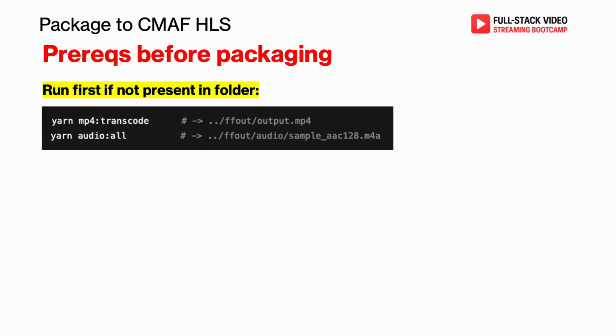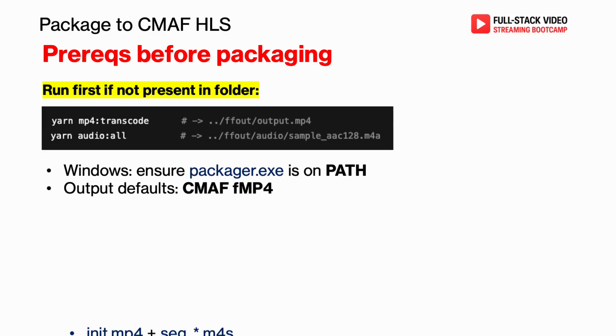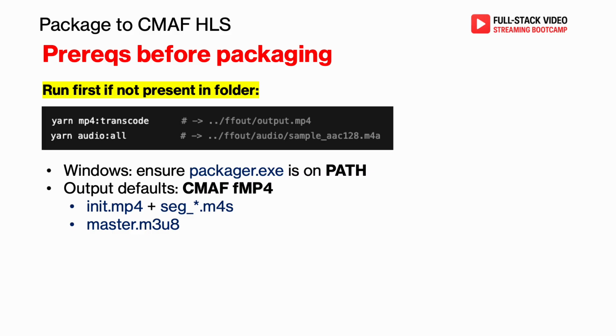What absolutely has to be in place before we let Shaka Packager run? Two things. A clean H.264 MP4 from your earlier transcode, and the AAC 128K audio you extracted. And on Windows, I just need packager.exe on the path so the Yarn scripts can find it? Correct. Once those pieces exist, Packager will output init.mp4, the .m4s segment set, and the master.m3u8 without touching quality. So this slide is basically the checklist before we hit package.